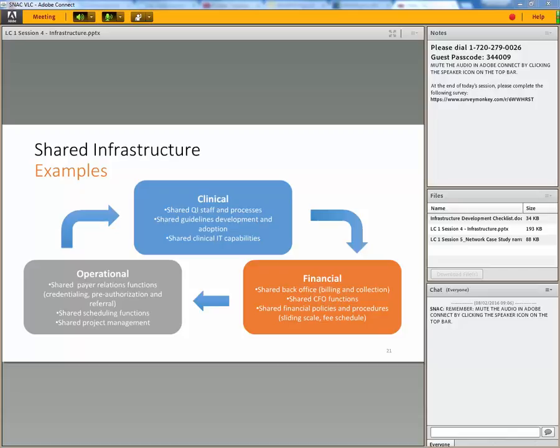These are just examples, and not every network will have all. Certainly, most networks won't even have most of these. We just wanted to illustrate some of the breadth of the different types of things that a network might undertake as part of its shared centralized infrastructure.